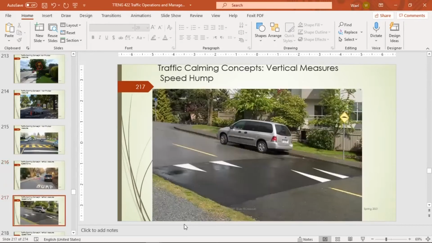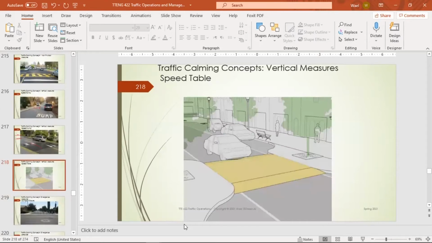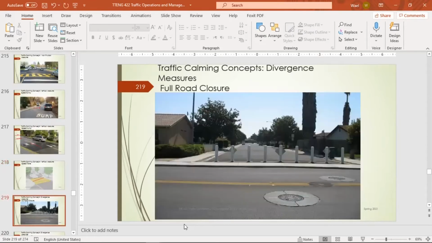That's vertical measure. That's a speed hump. The difference between speed bump and speed hump is the distance. The speed bump is like this. The speed hump is smoother but longer. This is an example for speed table. Also, pedestrian crossing table can be used here. So that was for the vertical measures.